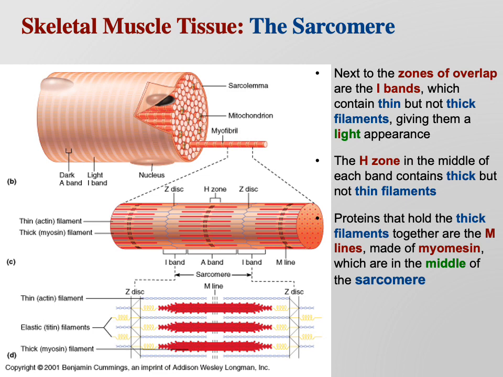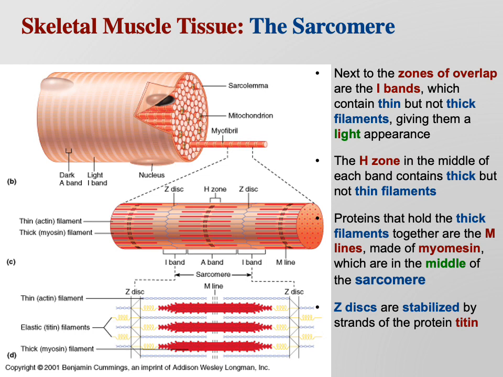Then we come to the darker band. Notice it's made up of both thick filaments and overlapping thin filaments. So that's the A band. In the middle of the A band, where there's only thick filaments, that's the H zone. And running right down the middle of the H zone is the M line, which are those myomesin proteins. I know it's all new and weird, you just got to get used to the terminology.